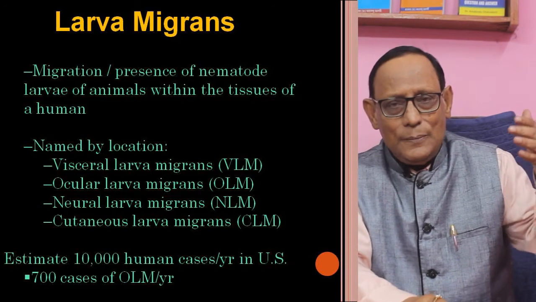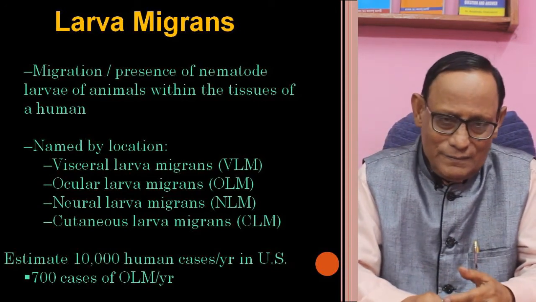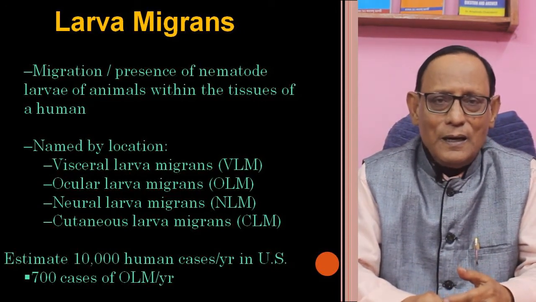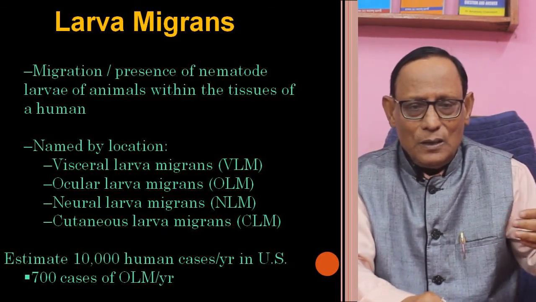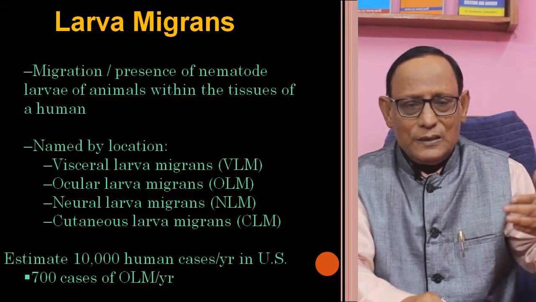And if these parasites like hookworm, Ancylostoma or Toxocara, whatever may be, if these parasites enter, that means the cyst of the parasite or oocyst of the parasite enters into human being, then they have got the tendency to migrate. We call larva migrans. Migration, presence of nematode larvae of animals within the tissue of human.